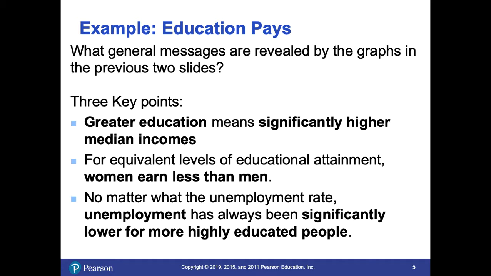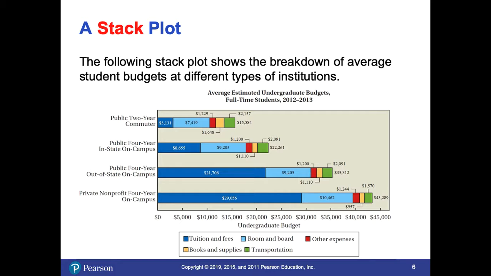So those are two examples, one of a multiple bar graph and another one of a multiple line graph. We also have something called a stack plot, where you actually can stack information on top of each other. Here's an example of a stack plot using a bar graph method. And again, look at the legend down below here. It basically shows the average estimated undergraduate budgets.